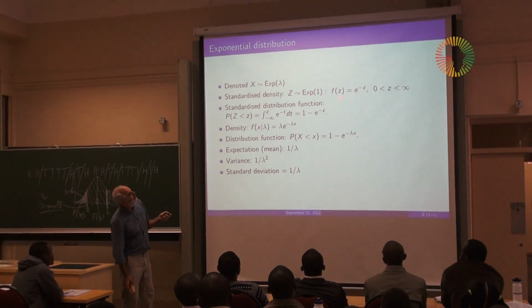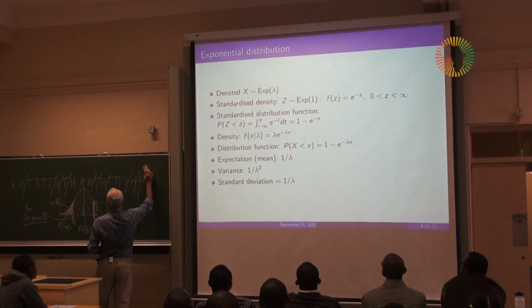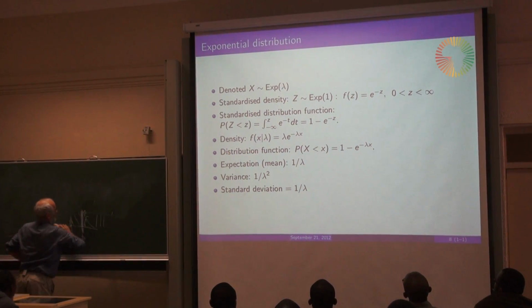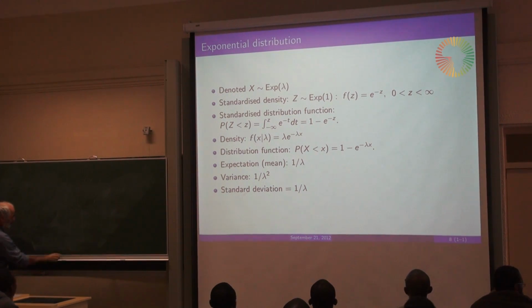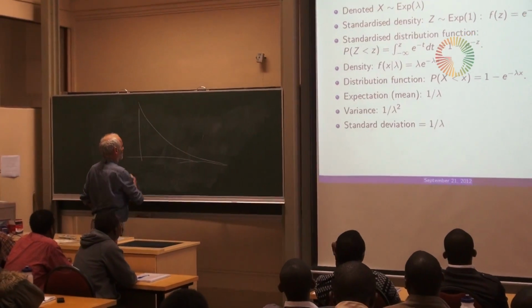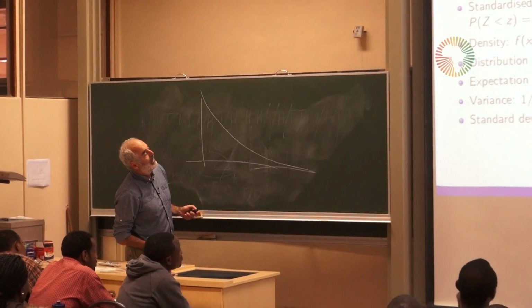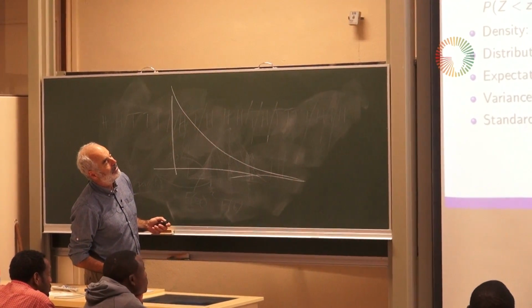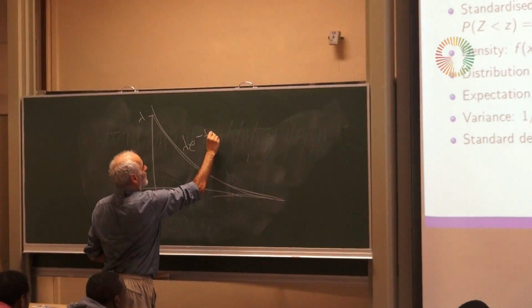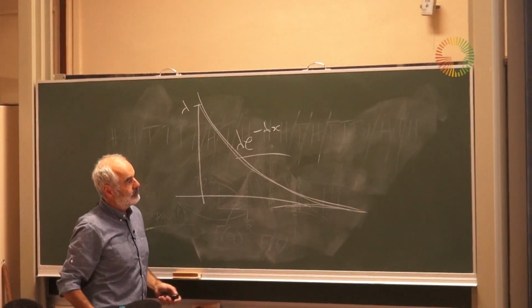The standard version has got that density, just e to the minus z, the simplest density you can think of. It integrates up to 1. It just goes like that. Now, when you've got a parameter in there, it's got lambda e to the minus lambda x. So when x is 0, it's lambda, and then it comes down. So lambda e to the minus lambda x is the density.